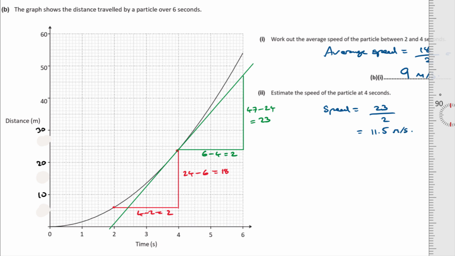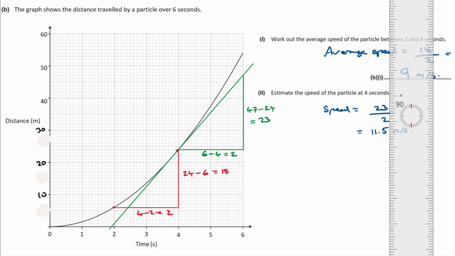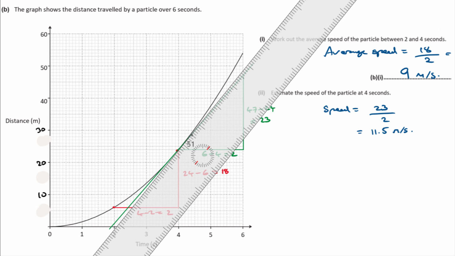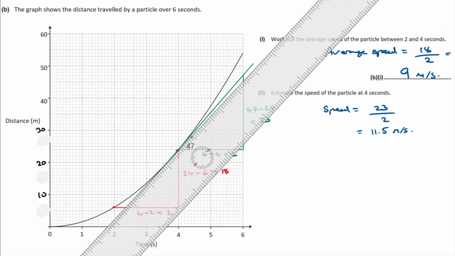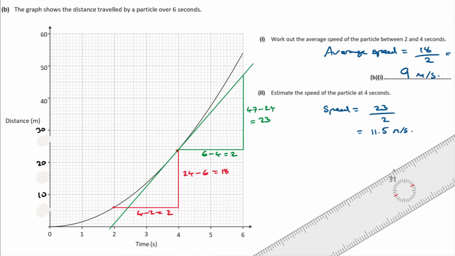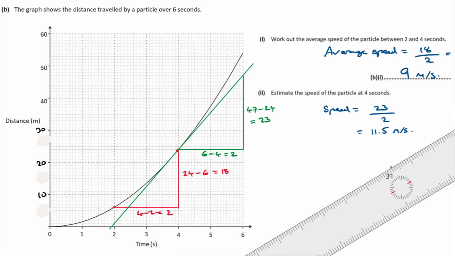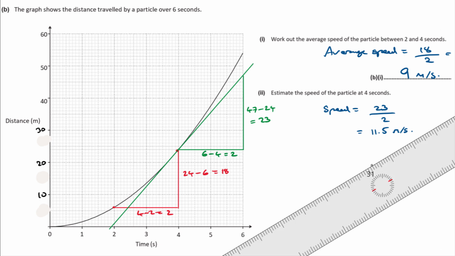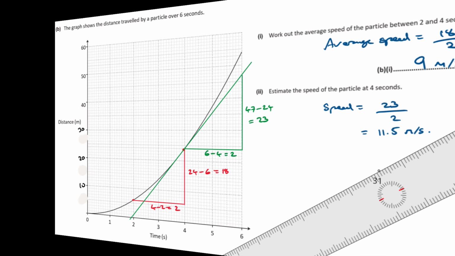Remember, this is an estimate, and I might have got the angle of my line slightly wrong. It could have drawn it slightly steeper or slightly shallower. You will get a bit of leeway with this sort of question. So probably anything from like 11 up to 13 is going to be acceptable here, really. So don't worry if yours is slightly different from mine. As long as you found the gradient of your tangent, it should all be fine.